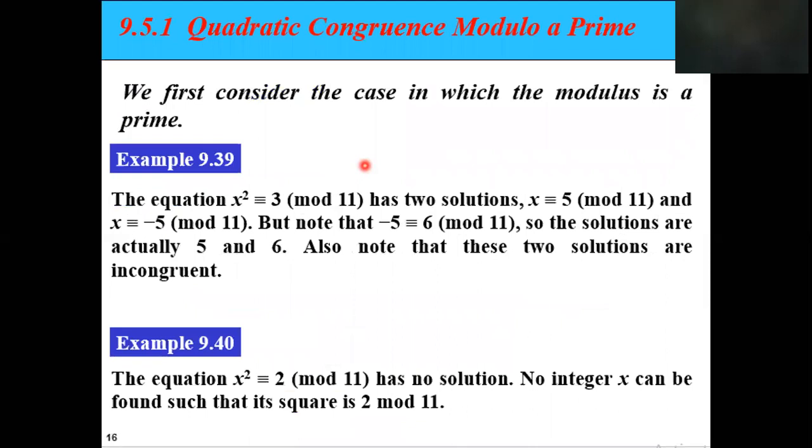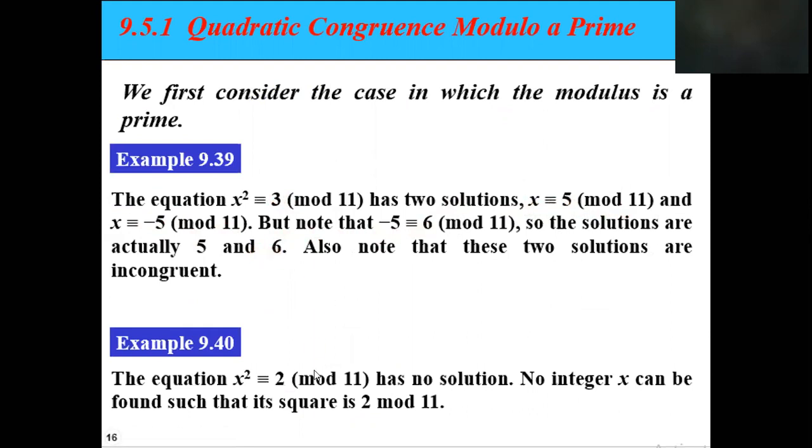So the equation x square is congruent to 3 mod 11 has two solutions. x is congruent to 5 mod 11 and x is congruent to minus 5 mod 11. But note that minus 5 is congruent to 6, because there is no negative number in modulo 11. So the solutions are actually 5 and 6. These are two incongruent solutions.